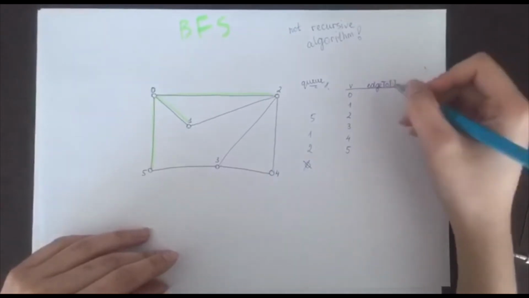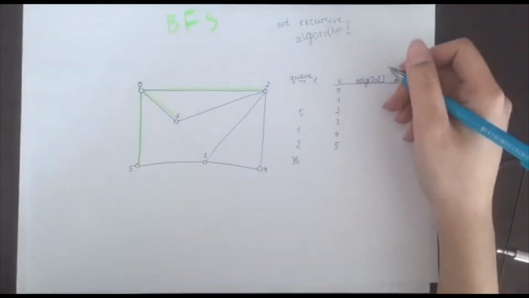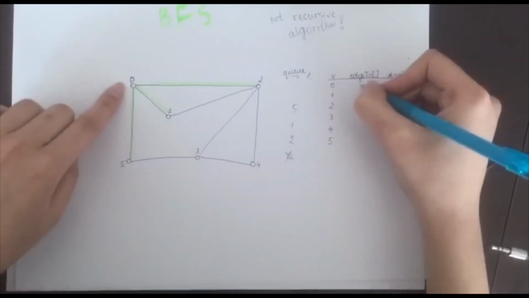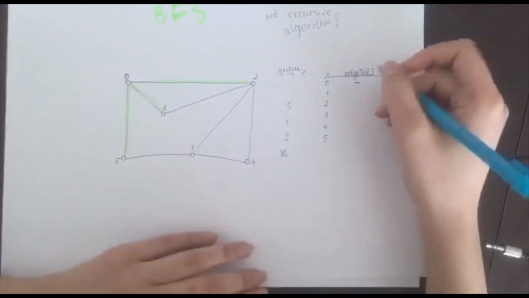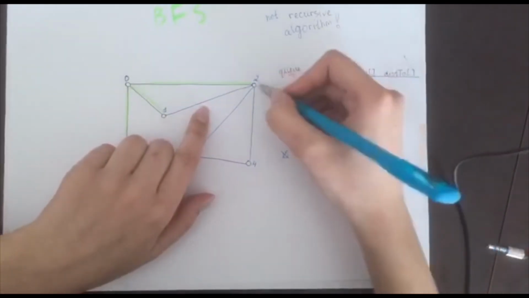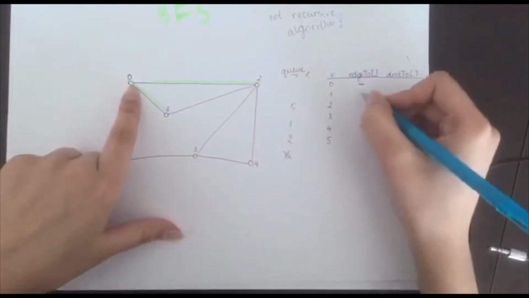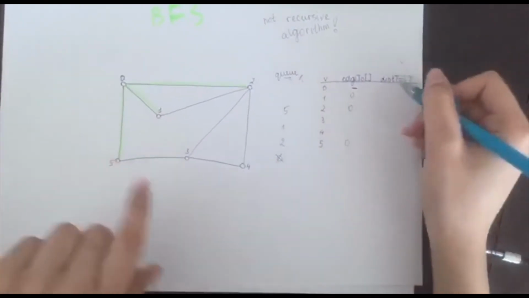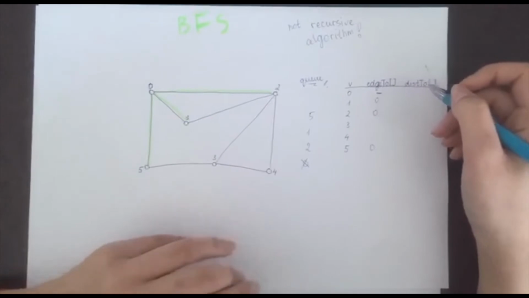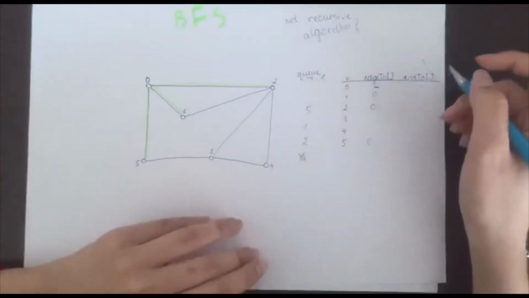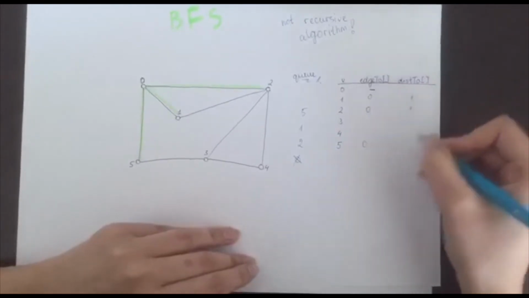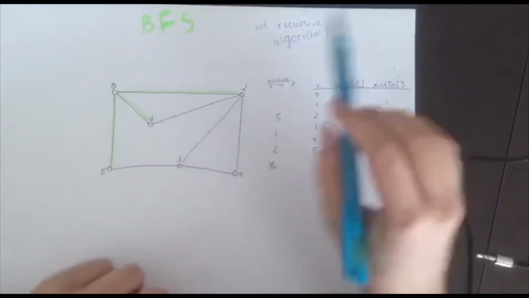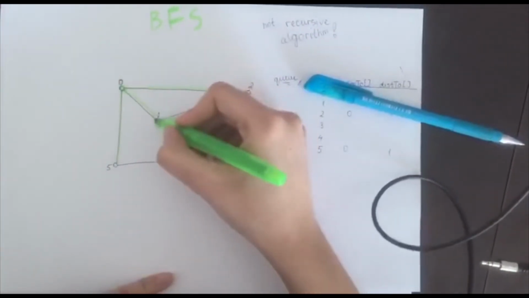edgeTo shows us from which vertex the previous vertex came. For example, we just started from 0, so we don't have an edge for it. For 2, it shows it came from 0, and 1 also, and 5. distTo shows how many edges we have to that vertex: 1, 1, and also 1. So now all these vertices are marked.